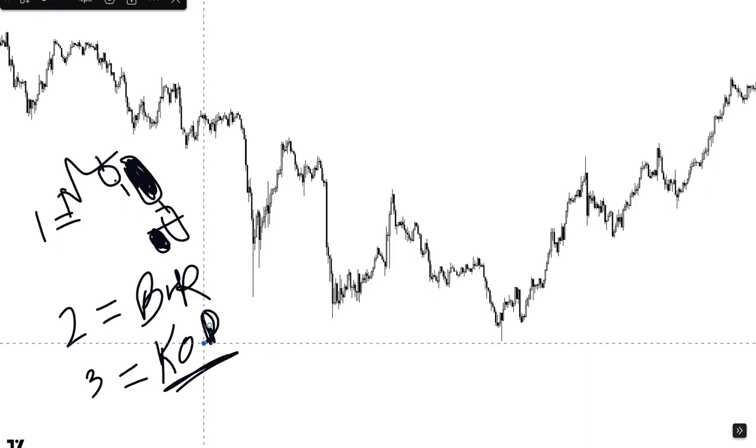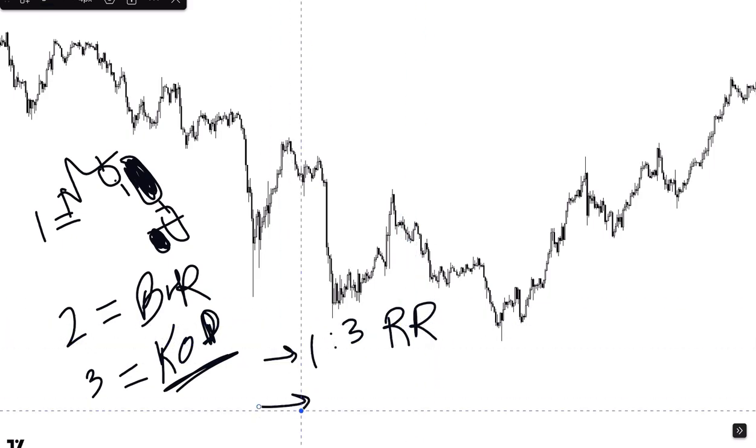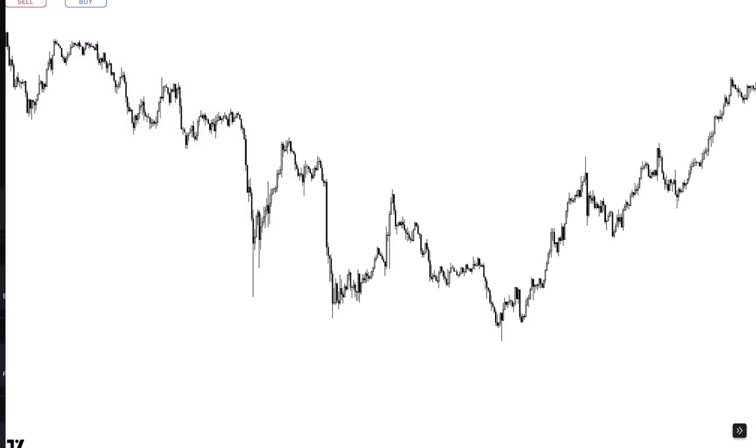Now aim for at least 1 to 3 RR with these entry models. Right? Usually you'll get a higher yield, but aim for at least 1 to 3. 1 to 3, not 1, 2, 3. Right? That's one thing. And let's see an example of each one on the chart we have right now.